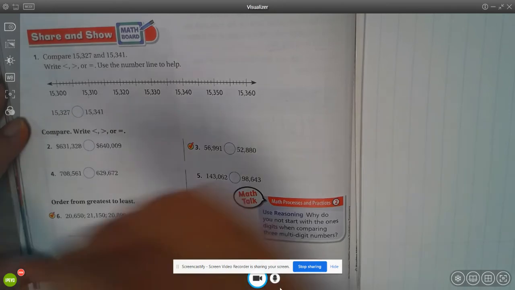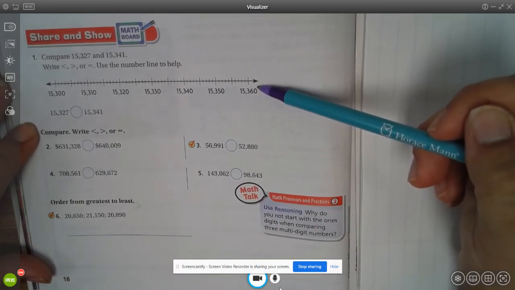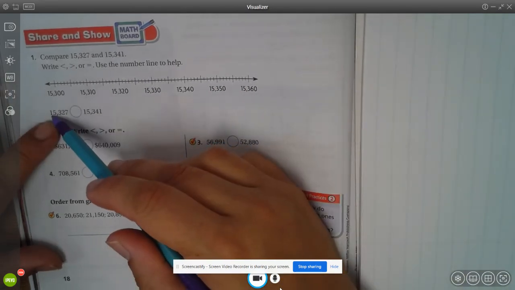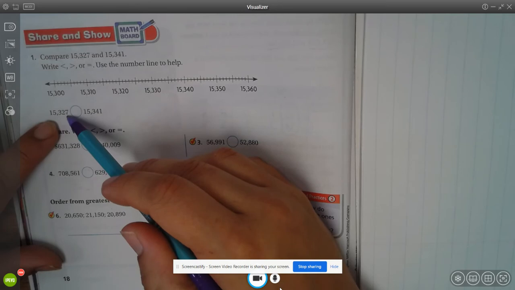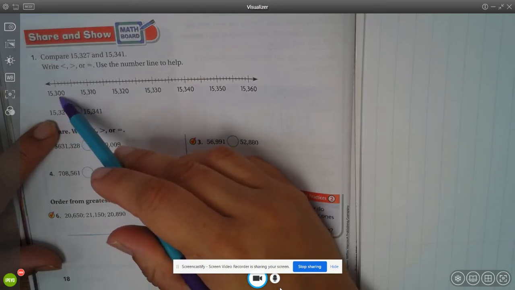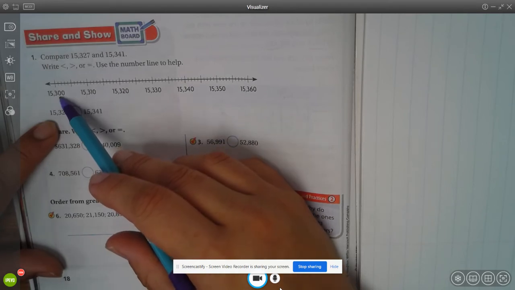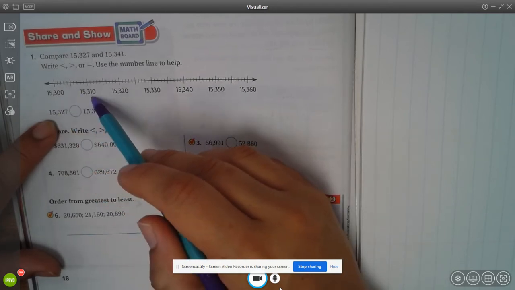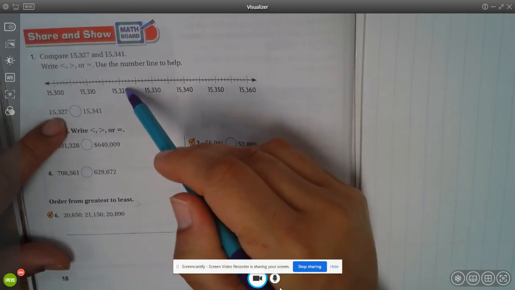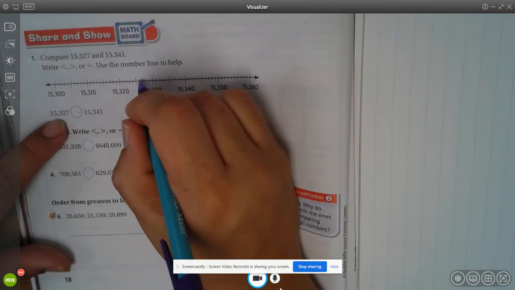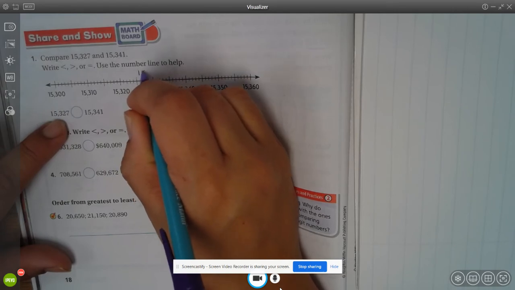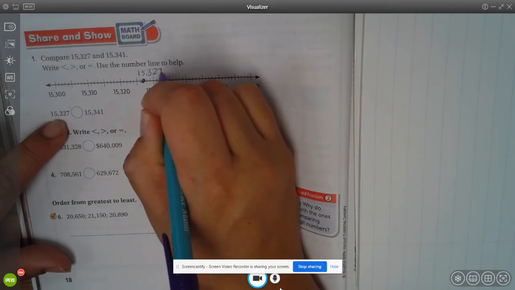So number one, we're taking a look at our number line here, and it says we're going to write the less than, greater than, or equal to symbol in order to compare these numbers. So I can see that I'm putting 15,327 on the number line to start with. Let's look at the numbers they're giving us. It looks like they're counting by tens in the example provided. So we'd have 300, 310, 320, 330 would be too much. So we know it's going to be in between. There would be 325, 26, 27. So I'm going to go ahead and put my point right here where 15,327 is going to go.